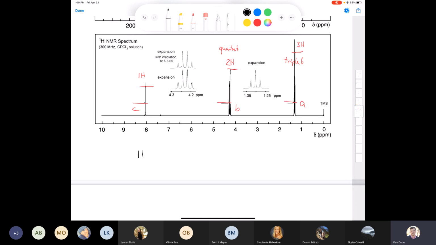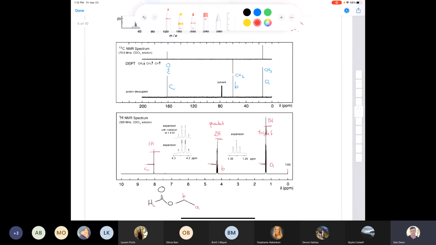Heck yeah. If I draw the structure of my proposed ester, I have my C proton, the one that's attached to the carbonyl, which is going to be the most deshielded. So we'll call that HC. I have the methylene protons, which produce a quartet because they're coupled next to the 3 protons of the triplet, so it produces a quartet. So we have B and A, and there is my proton NMR spectrum that is annotated.